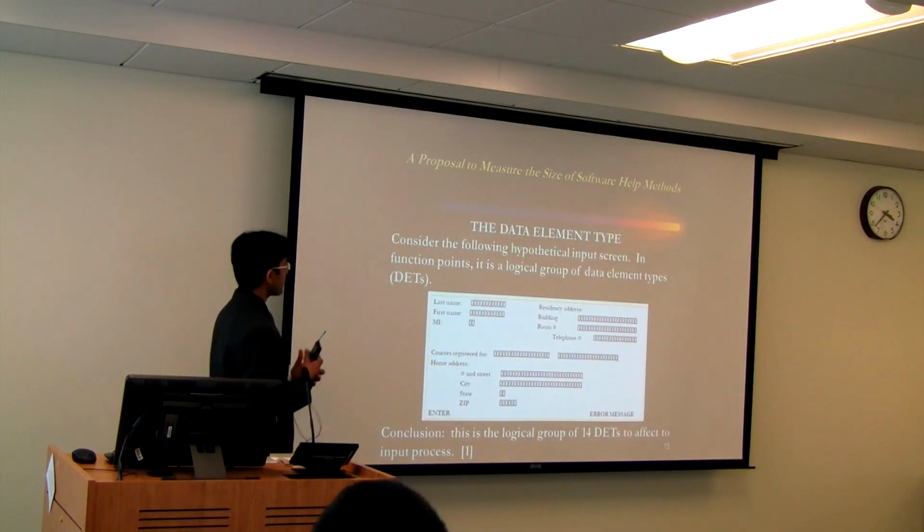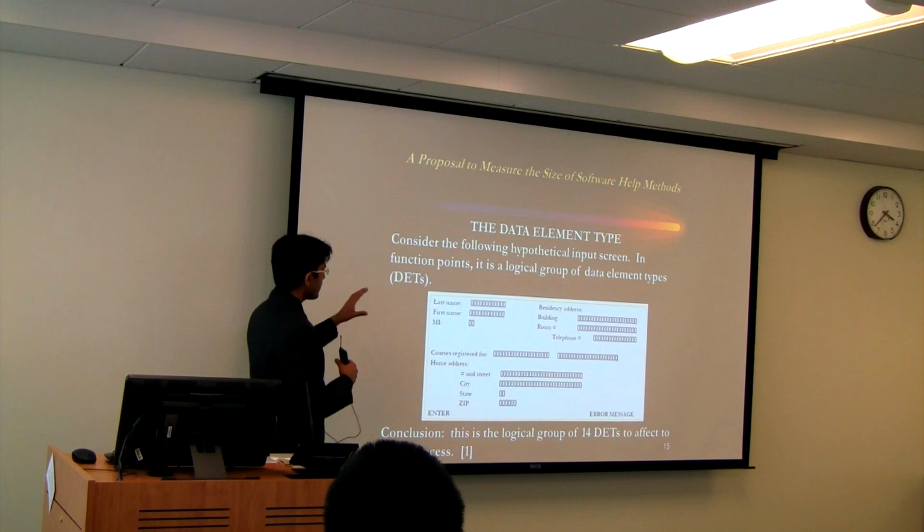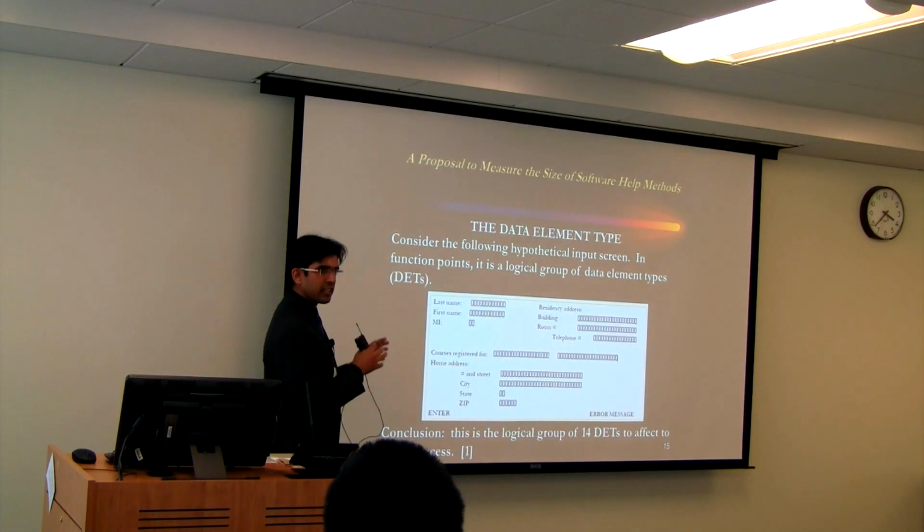So for example, let's take an input screen here. Let's say a student needs to register for his summer courses. These are the minimum amounts of input data that he needs to put in to register for a course. Here you can see there are 14 inputs.